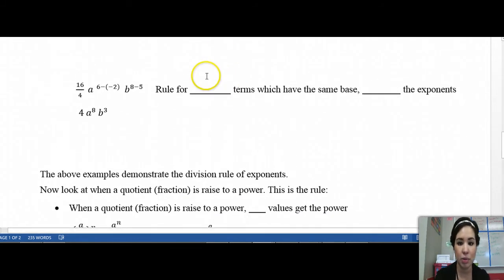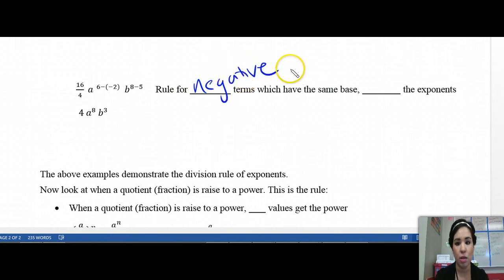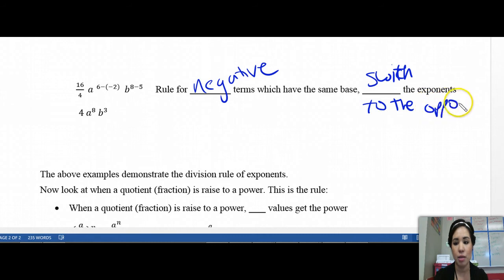So basically what you see is that the rule is that when the terms have the same base, the exponents are going to subtract. The rule for negative terms: you switch the exponents to the opposite side. So numerator goes to the denominator, denominator goes to the numerator. To the opposite side. Okay.